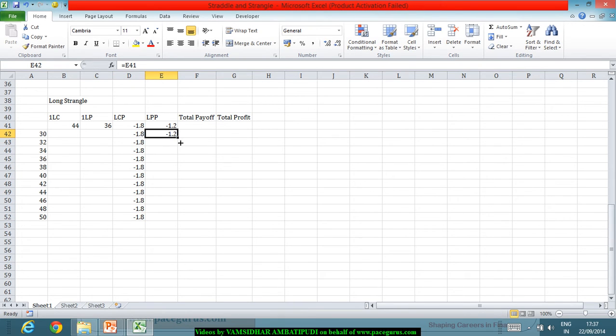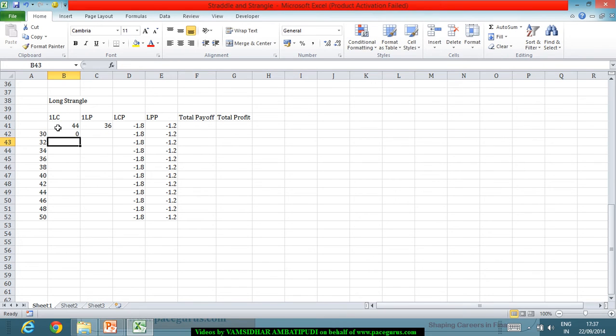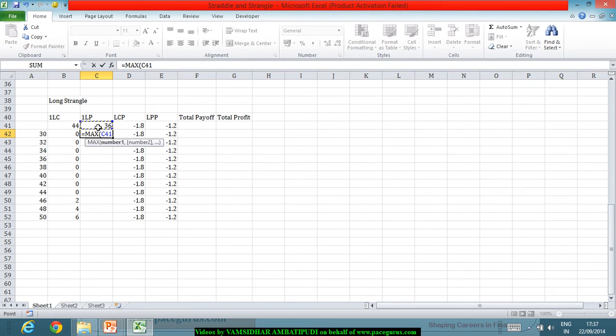Right, in case of a put, the premium I can take as it is. In case of a call, because it's a long position, it is max of spot price minus the strike price, comma 0. So in this case the option will be exercised only if the market price is above 44. And I am going with a long put position, wherein I'll take the maximum of the strike price minus the market price, comma 0.